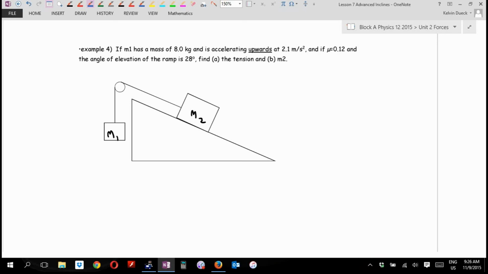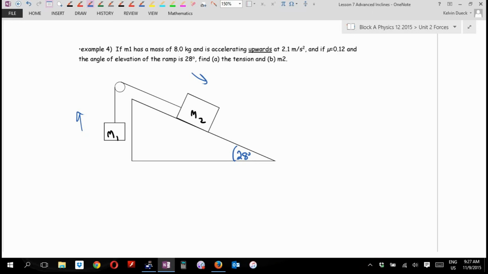If mass 1 has a mass of 8 kilograms, check, and it's accelerating upwards, they did tell me who the winner is then. The winner is mass 2. And if mu equals 0.12, and the angle is 28 degrees, by the way, I did this picture myself, but to fit all the numbers in is a pain in words, so that's why I tell you what they are in the paragraph above. I did do the picture, but then I hand wrote stuff on anyways. Find the tension and find mass 2. Gotcha.